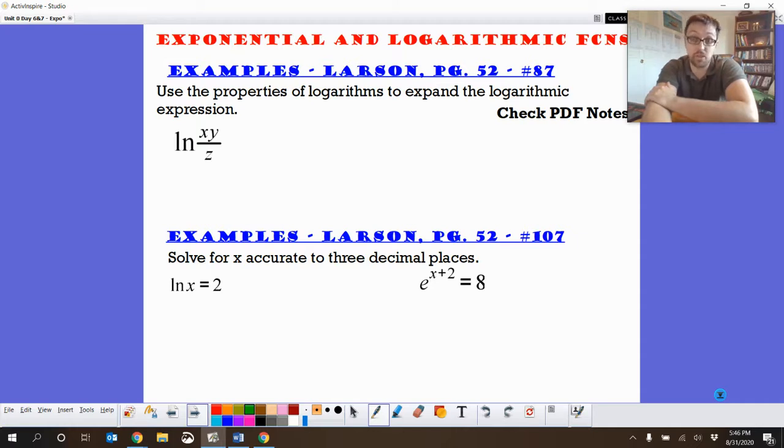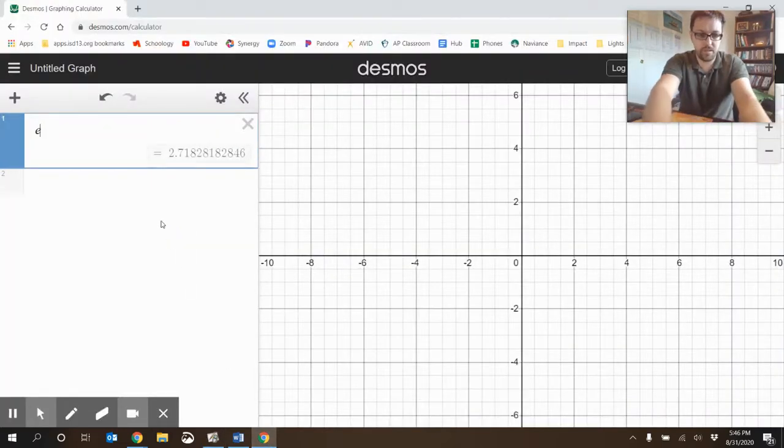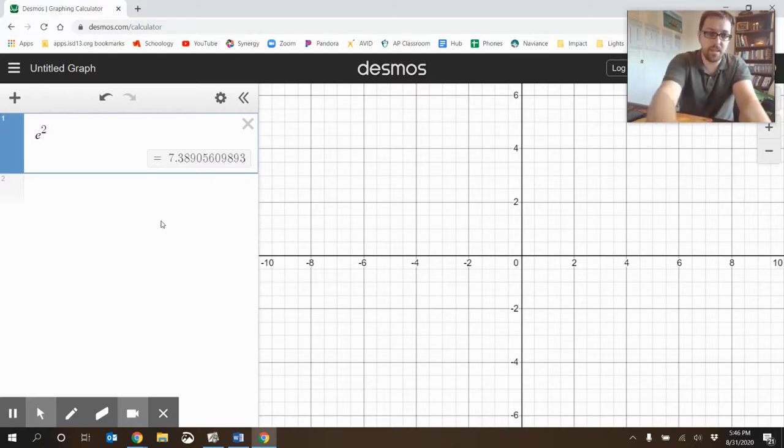Next, I want to do a little bit of solving with these logarithm rules. So we had various tricks and tips for solving. What I'm going to use to solve for this first one is I'm going to use the translation rule. So I've got the ln of x equals 2. I can translate this into an exponential equation, e squared equals x. And then that thing is solved. I got to calculate what that is. I don't know what it is, so I'm just going to do it in Desmos. I got 7.389.